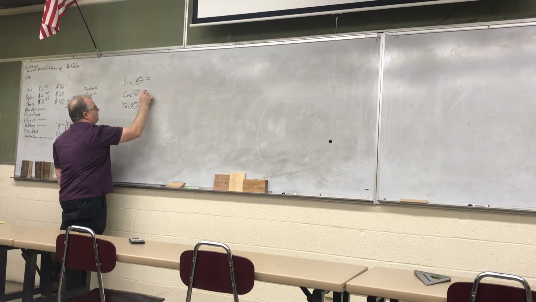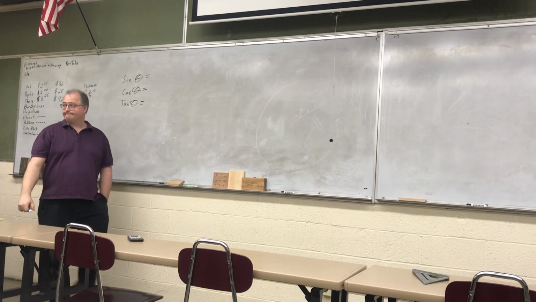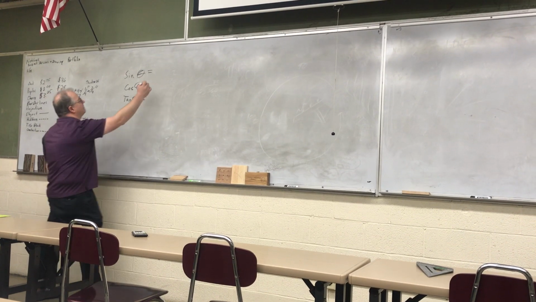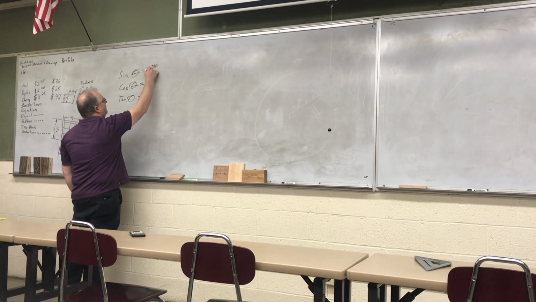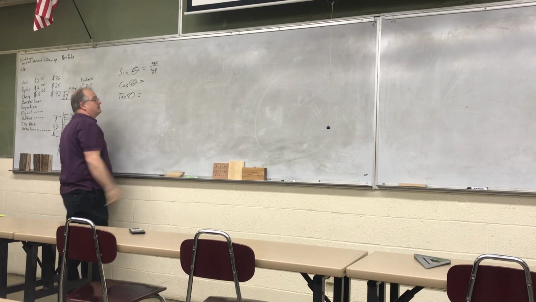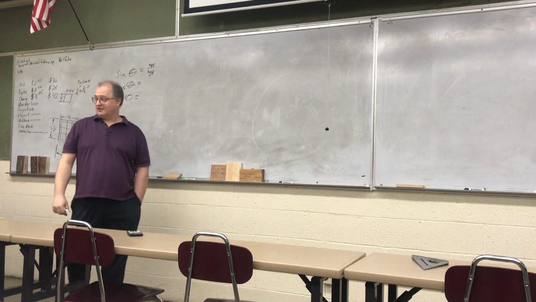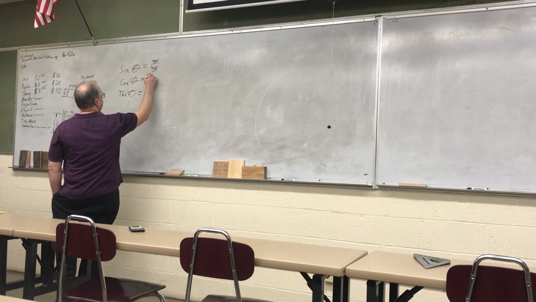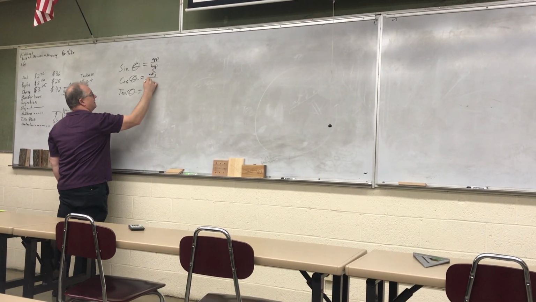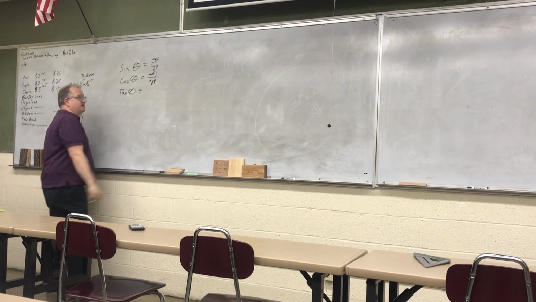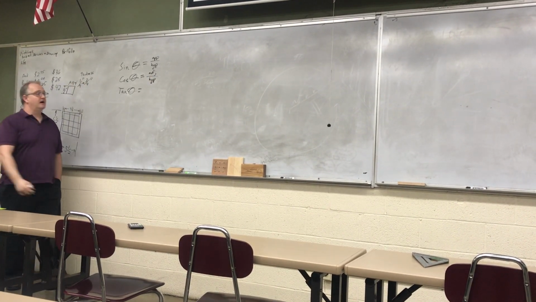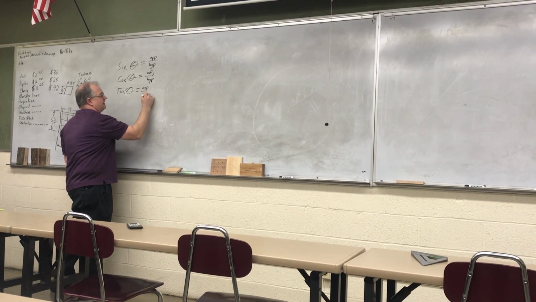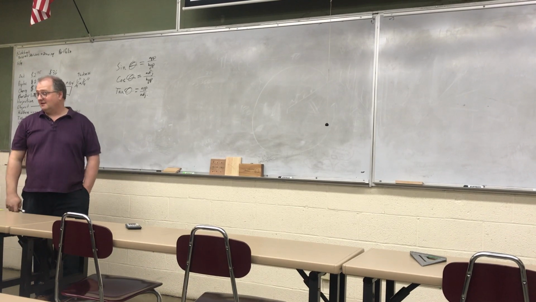And what do they equal? Sine is opposite over the hypotenuse. Cosine? Anybody recall? Adam? Adjacent over the hypotenuse. And that leaves us with the tangent, which is the opposite over the adjacent.